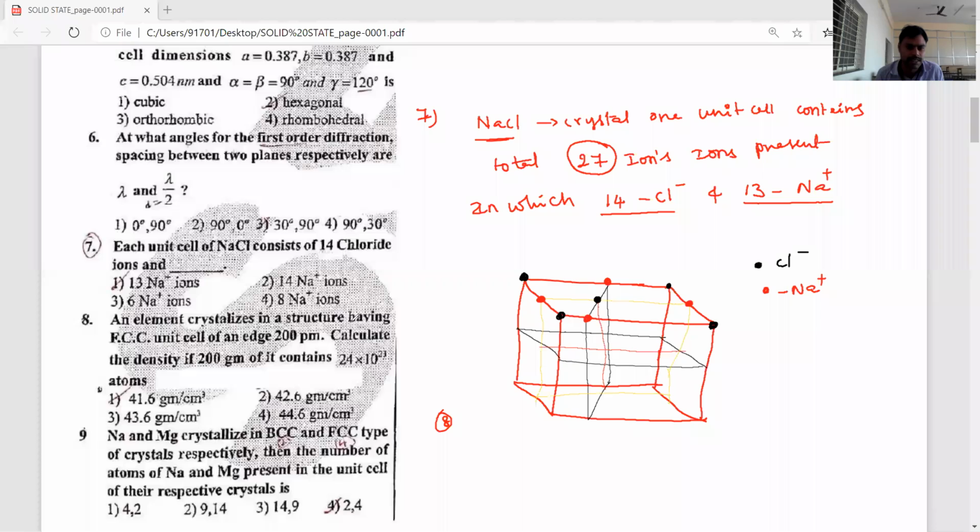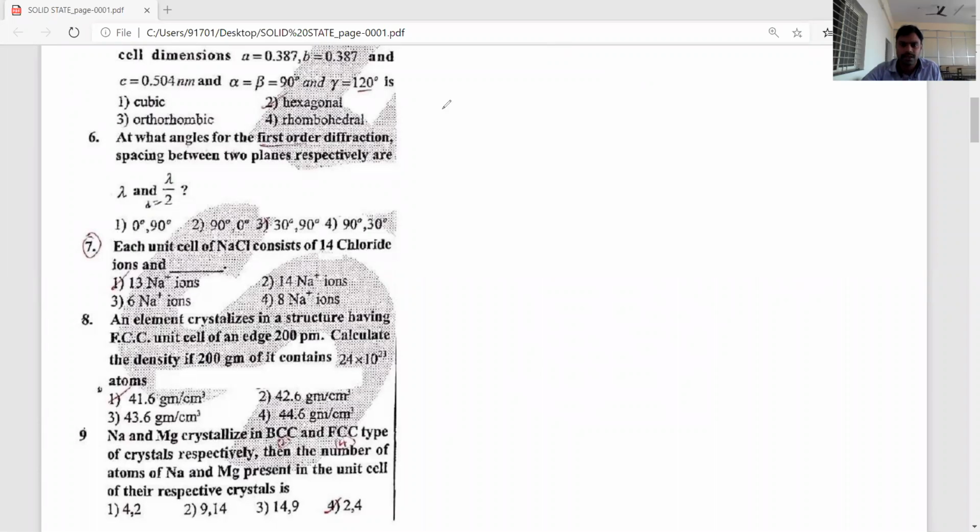Next, an element crystallizes with FCC, and the edge length is 200 picometers. Calculate the density if 200 grams of the FCC element has 24 into 10 to the power 23 atoms. For this, the atomic weight of the element is not given directly.